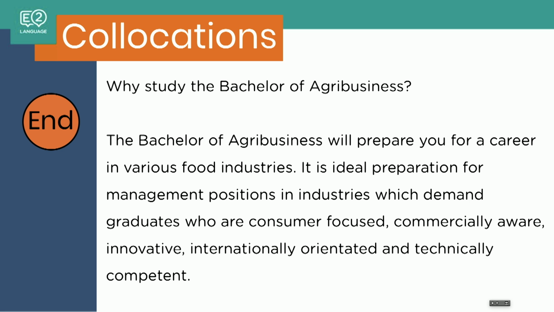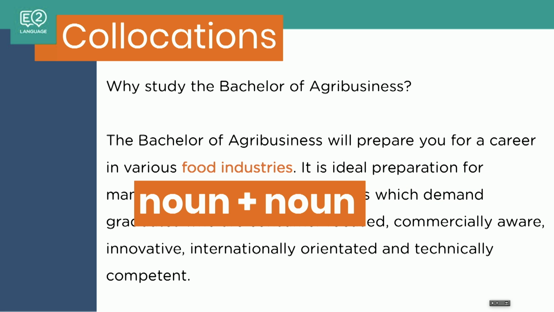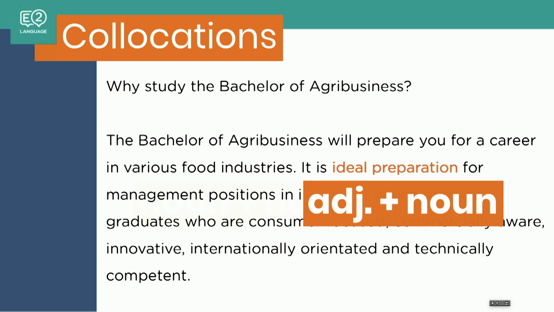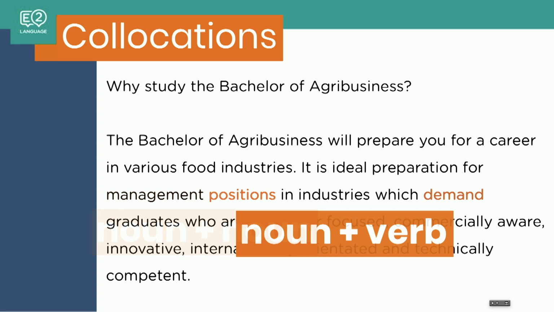Okay, so in fact, in this short paragraph, there are a number of collocations, of combinations of words. For example, prepare for, which is a verb and a preposition that commonly appear together. Nouns and nouns like food industries. Adjective noun like ideal preparation. Noun and noun like management positions. Noun and verb like positions demand.